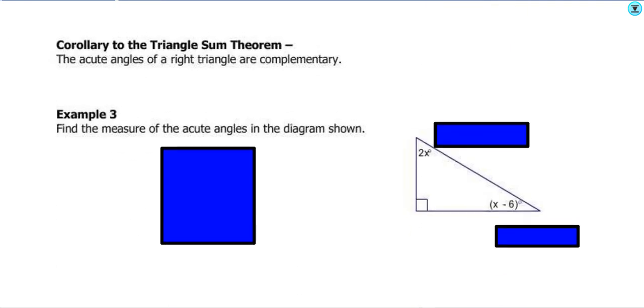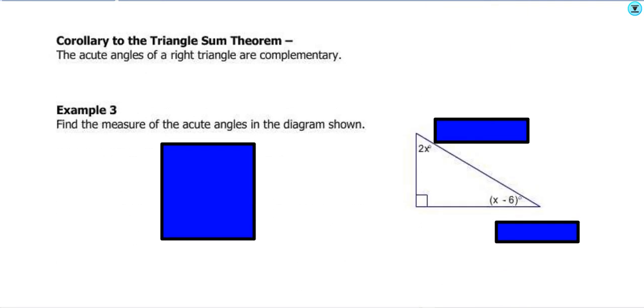Now, the corollary to the triangle sum theorem is that the acute angles of a right triangle are complementary. This happens because if all three angles add up to 180 and one of them is 90, you have to subtract 90 from 180, and you're left with 90 degrees that can account for the other two angles. See if you can use this information to set up an equation for example 3. Don't solve it yet, we'll talk about how to do that together.